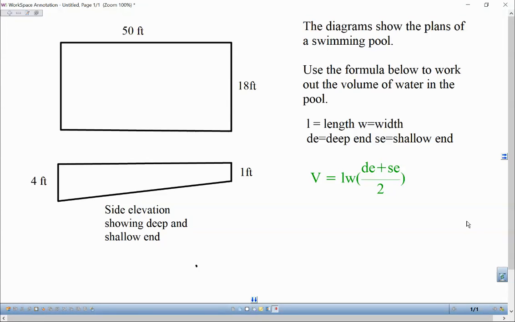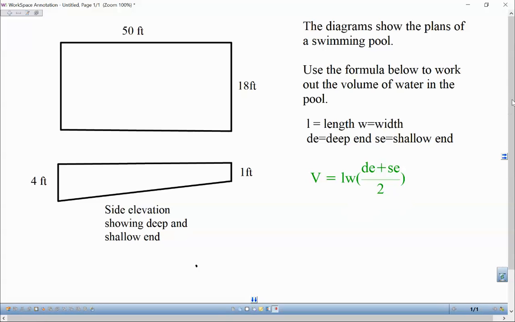Working out the volume of a sloped pool. Well, volume is length times width times depth, which will tell us the volume of a pool. But this one's slightly harder as it is a sloped pool. To work out the volume of a sloped pool, we need to use the formula that they've given us here.